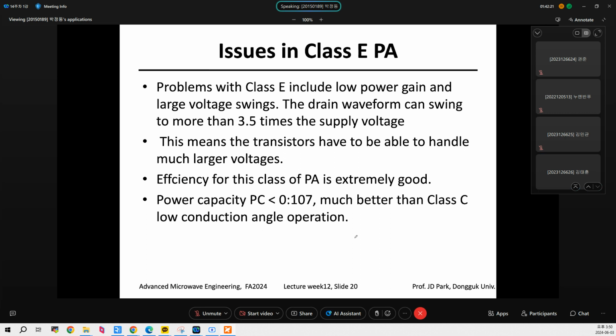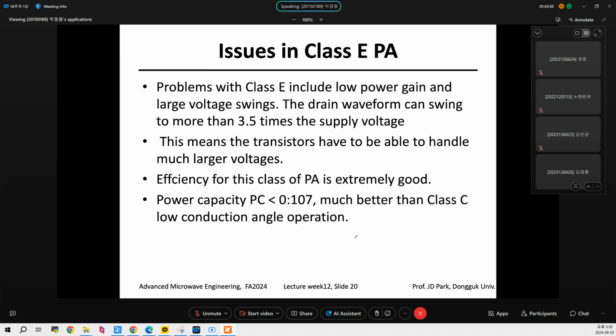And the large voltage swing, right? It includes a low power gain and large voltage swing. The drain waveform can swing to more than 3.5 times the supply voltage, which is very, very bad for a CMOS amplifier. However, I think if we implement class E at a certain point of time, maybe we can achieve a good performance with gallium nitride. So this is another thing that we need to consider.